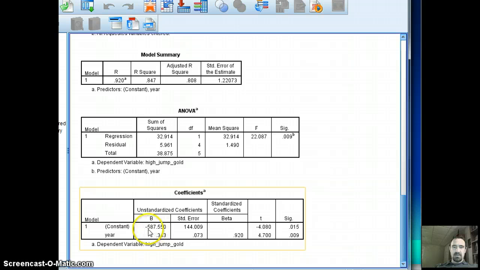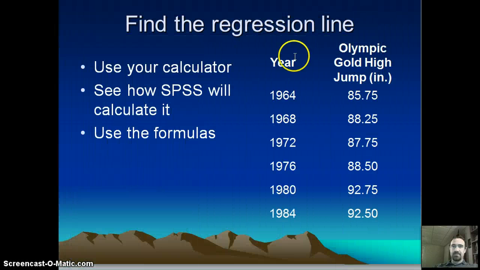And we see it's the same as it was on the calculator, negative 587. And the coefficient for year is our x variable, so what's times x? That's the slope. And so we can see the slope here, same as on the calculator, 0.343. So the two numbers, the slope and the intercept, show up in this Coefficients box, and the intercept is always the top number and the slope will be the bottom number. So that's how we can find it in SPSS.